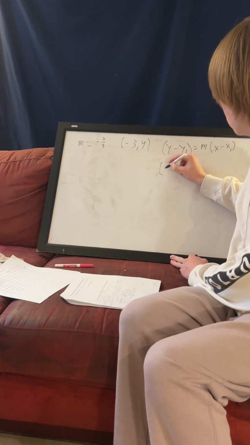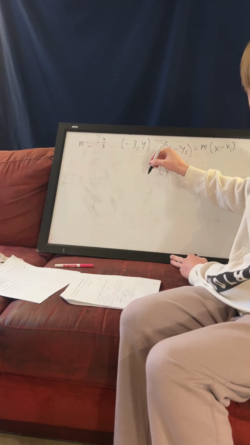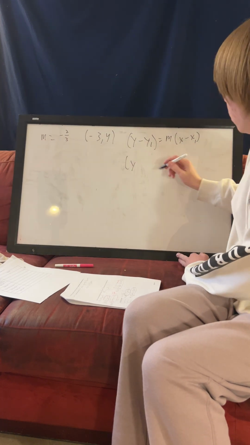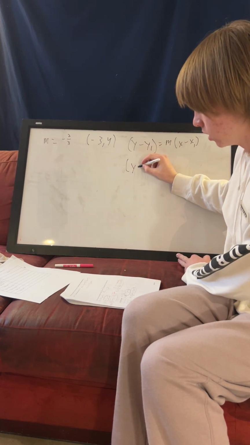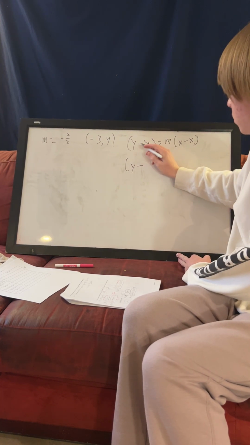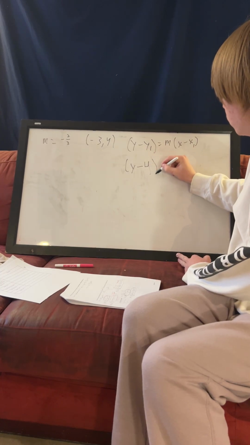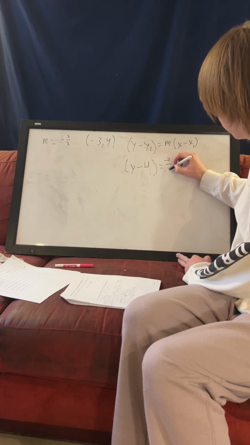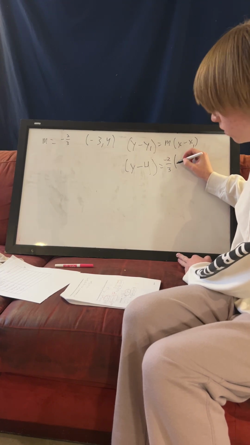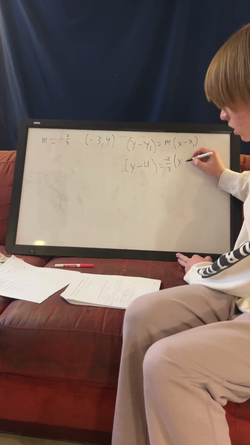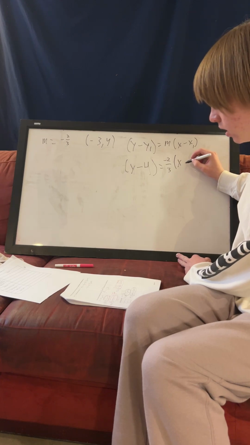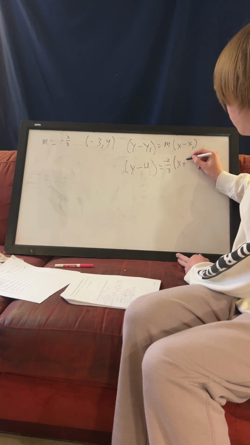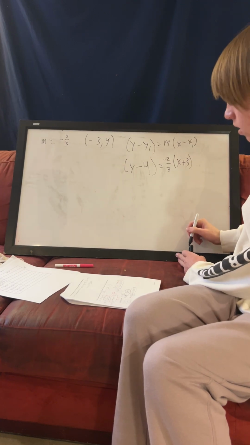So y stays the same and x stays the same. We don't actually have the answer, we just have 1 point. Y minus positive 4, but it turns into a negative, so y minus 4 equals, slope is negative 2 over 3, and x stays the same, and it is x minus negative 3, so it turns into a positive, so it's x plus 3.